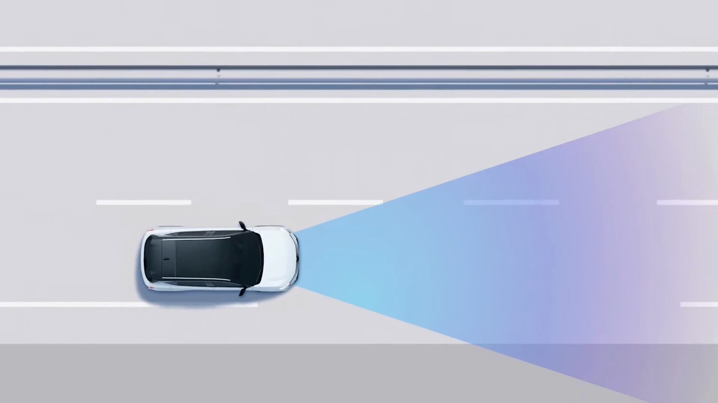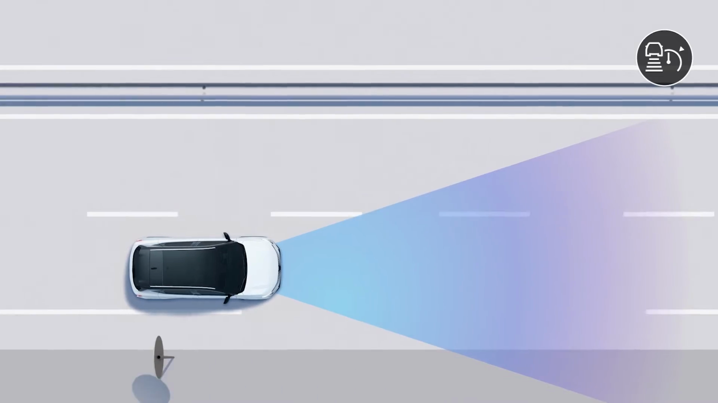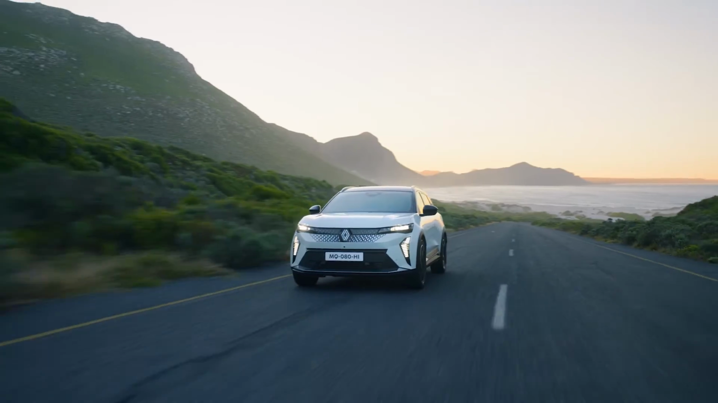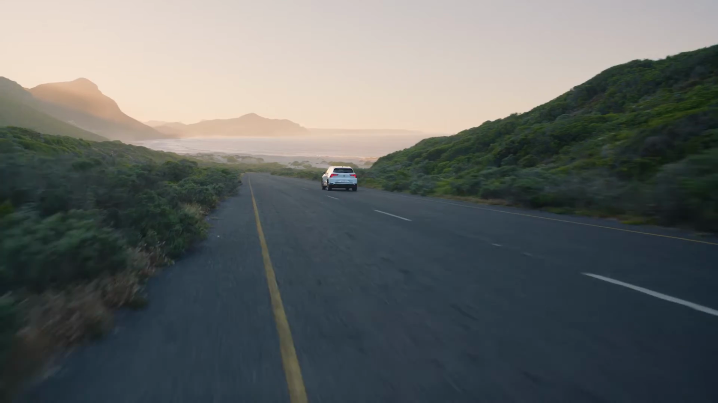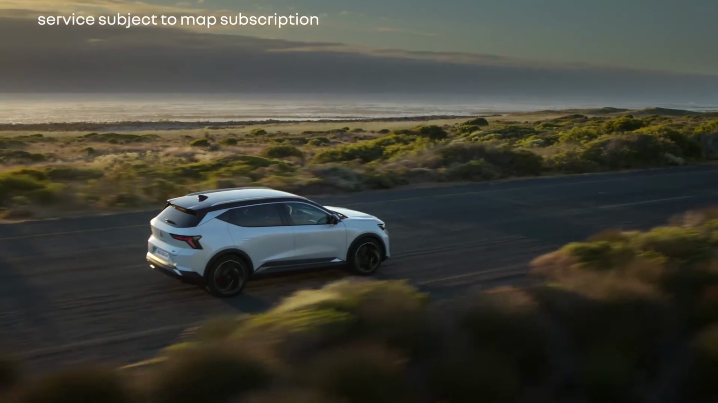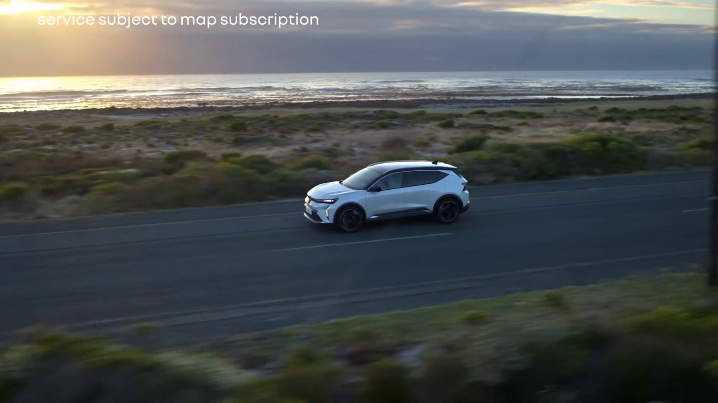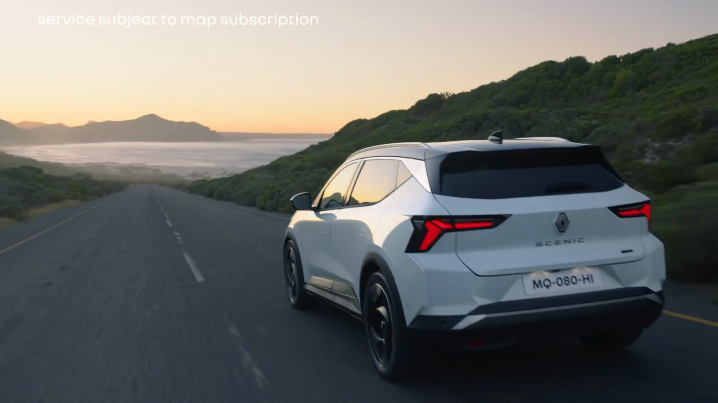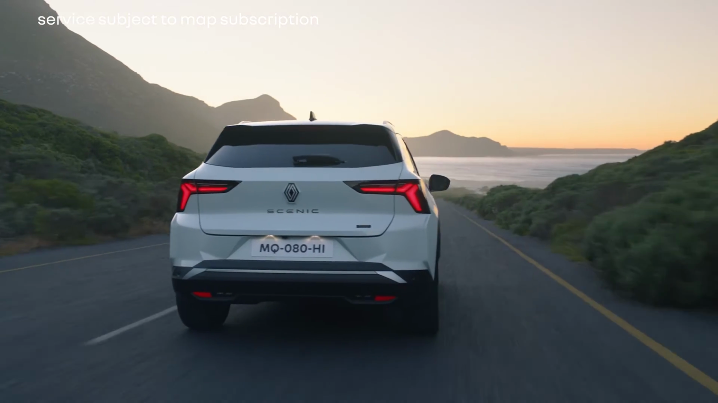The system works with the traffic sign detection feature to match your cruise speed to the road speed limits. Stop and Go Adaptive Cruise Control uses geolocation and connected map data to anticipate situations like a change in the speed limit or an upcoming bend or roundabout. The system then automatically adjusts your vehicle's speed.